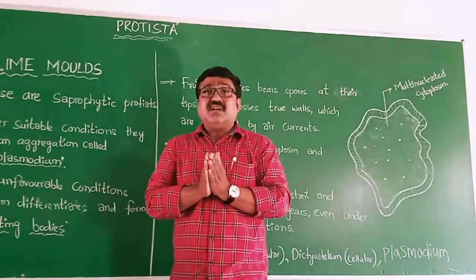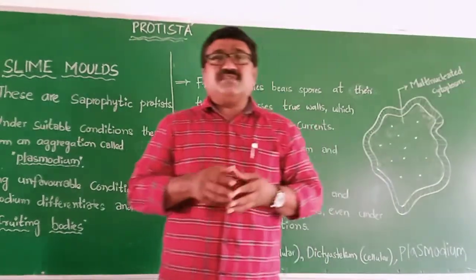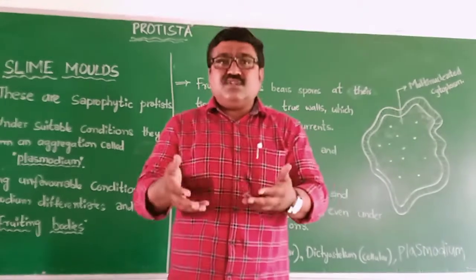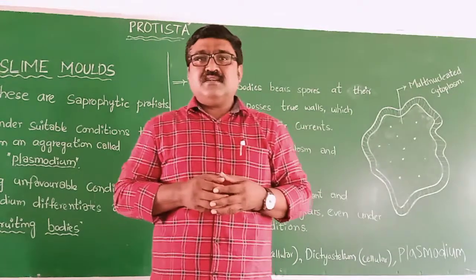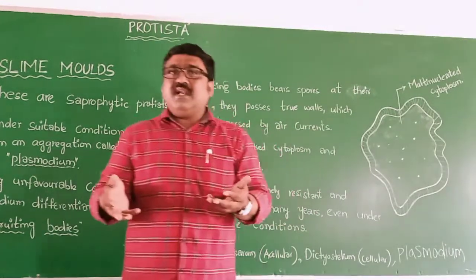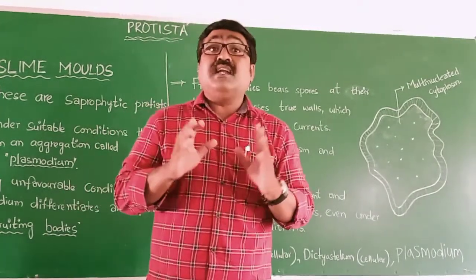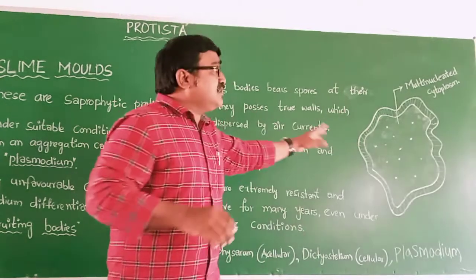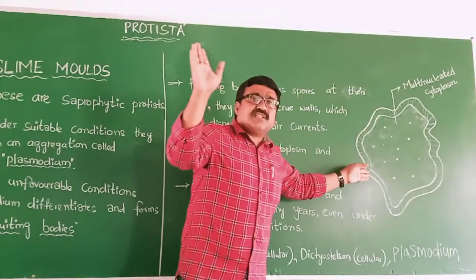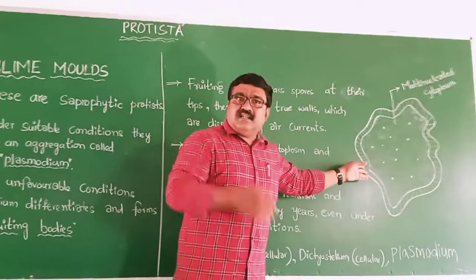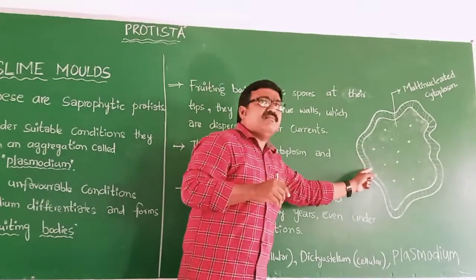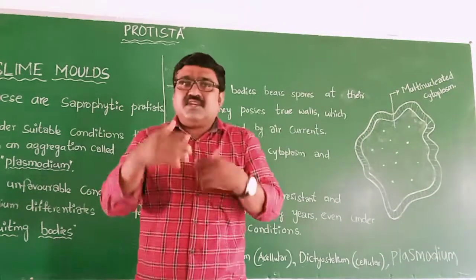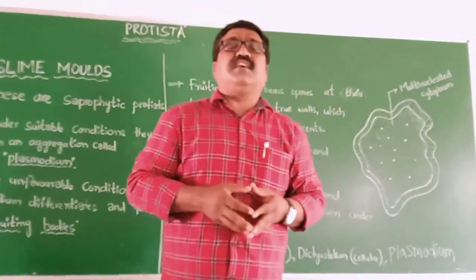Such a multinucleated wall-less protoplasmic mass is known as plasmodium. What does plasmodium mean? Plasmodium means a wall-less multinucleate condition. This plasmodium is not the plasmodium that we know as the malaria parasite. That is different. This is the plasmodium, the acellular structure of a slime mold.